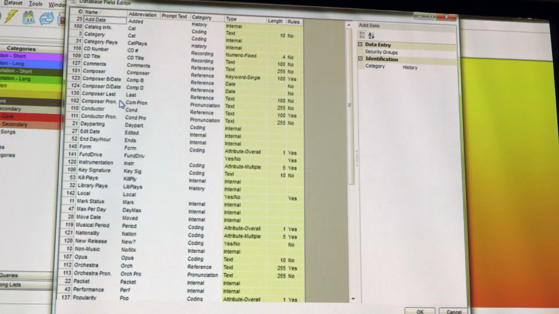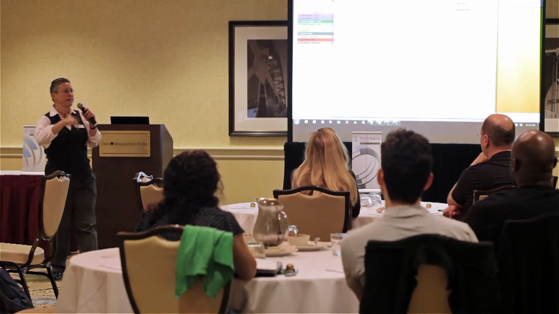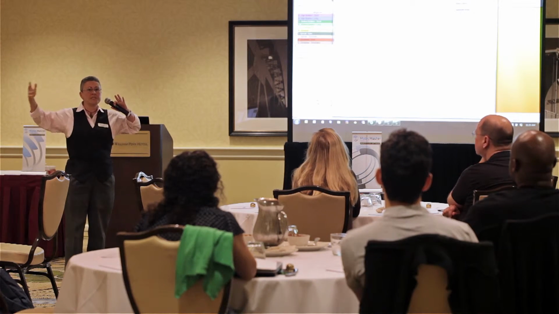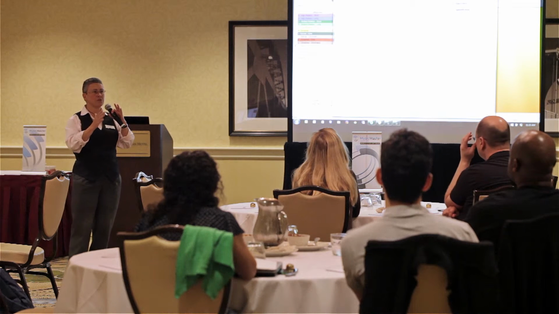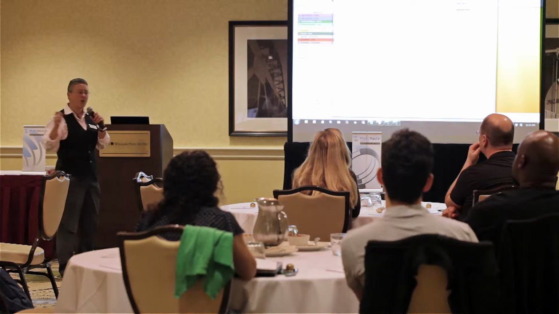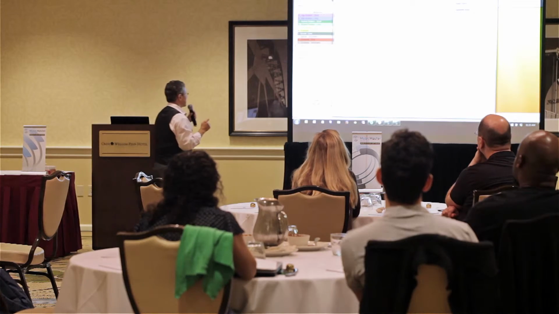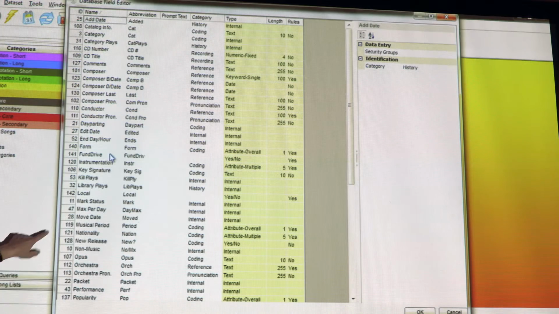So, as you look down this list, you're going to see a field for fund drive. Right above it, you see a field for form. Form? What the heck is that? Well, is it a solo? Is it a small chamber? That was important to me when I built my database. I wanted to know how the music sounded, and I wanted a special place to have that. And so when you're building the database, do I have easy things like musical period, nationality? Sure. Opus, orchestra, pronunciations, those kinds of things.